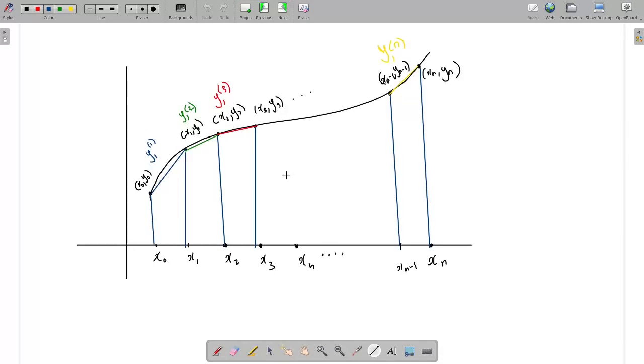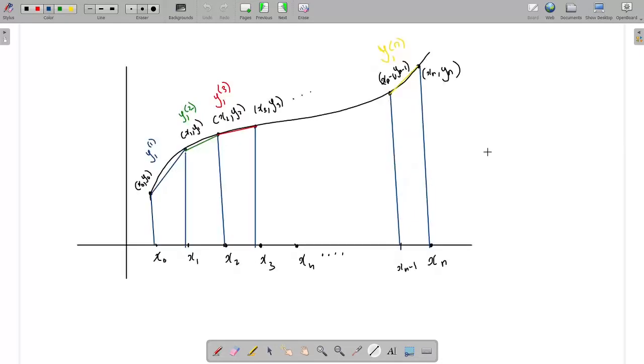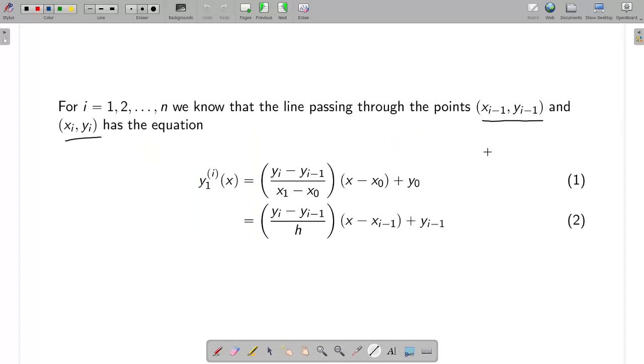Now we know that xi is nothing but a plus ih. Yeah, there are some errors here. This is not x1, this is xi minus xi minus 1, and this is also xi minus 1, this is yi minus 1. Please take note of the correction.